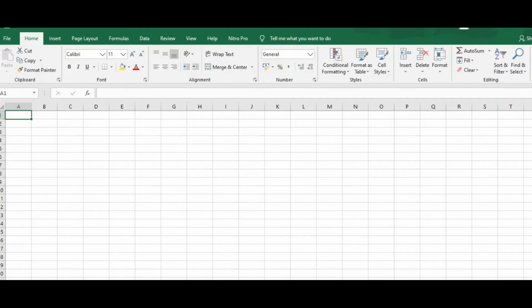The MS Excel formula is similar to the mathematical formula. You have already worked with some formulas in mathematics. In mathematics, we use plus, minus, multiplication, and division to do different kinds of operations. In Excel also, we will use these operators to do calculations.